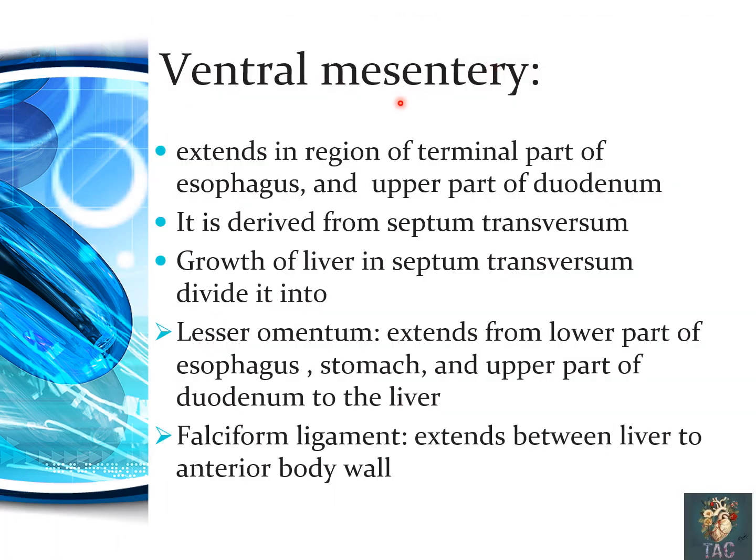So what is the ventral mesentery? It extends in the region of the terminal part of the esophagus and upper part of the duodenum. It is derived from the septum transversum. Again your MCQ: growth of the liver in the septum transversum divided it into two. The lesser omentum extends from the lower part of the esophagus, stomach and upper part of the duodenum to the liver, and the falciform ligament extends between the liver and the anterior abdominal wall. So please remember that these are your MCQs both in gross anatomy as well as in embryology.